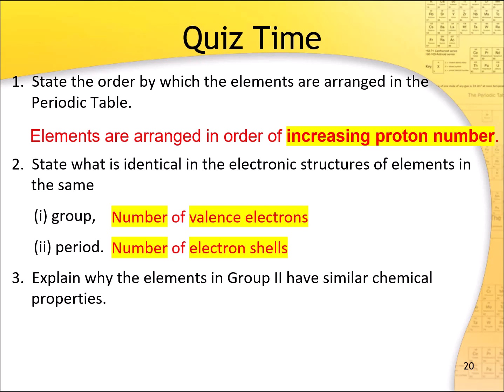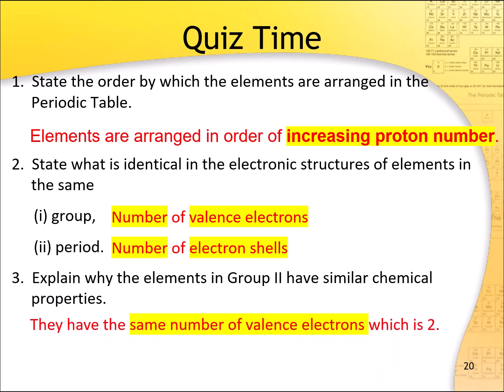Question 3. Explain why the elements in group 2 have similar chemical properties. They all have the same number of valence electrons, which is 2. The number of valence electrons determines the chemical properties. When elements have the same number of valence electrons, they react in a similar way. So all group 2 elements have 2 valence electrons, so they react in a similar way.